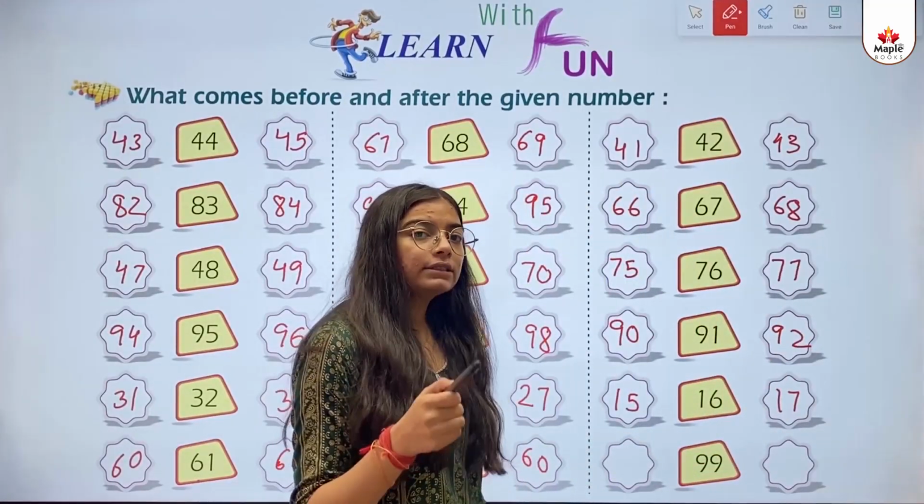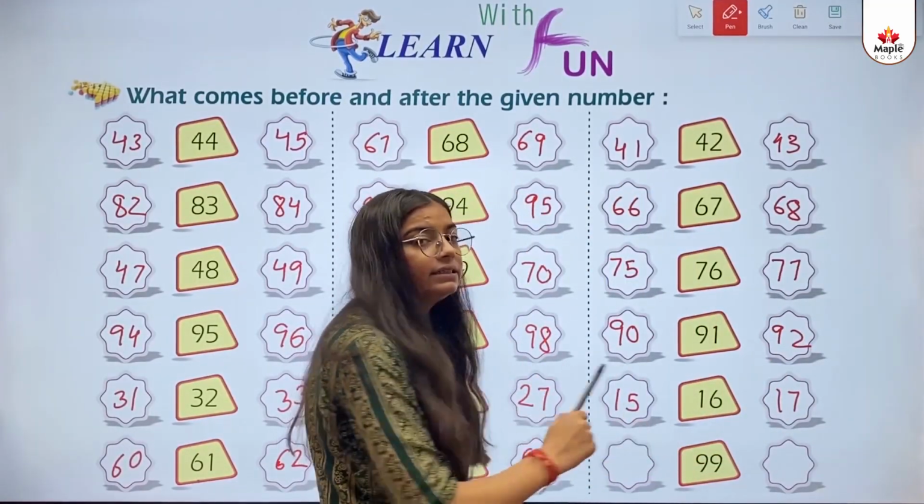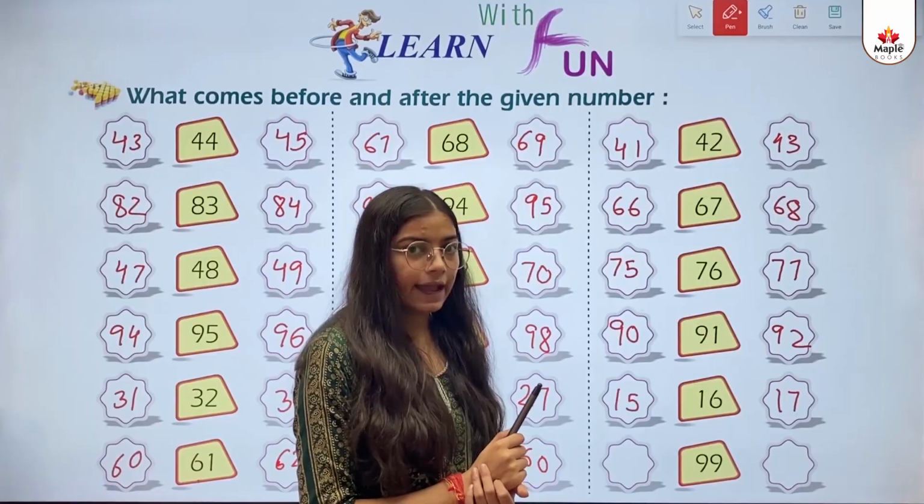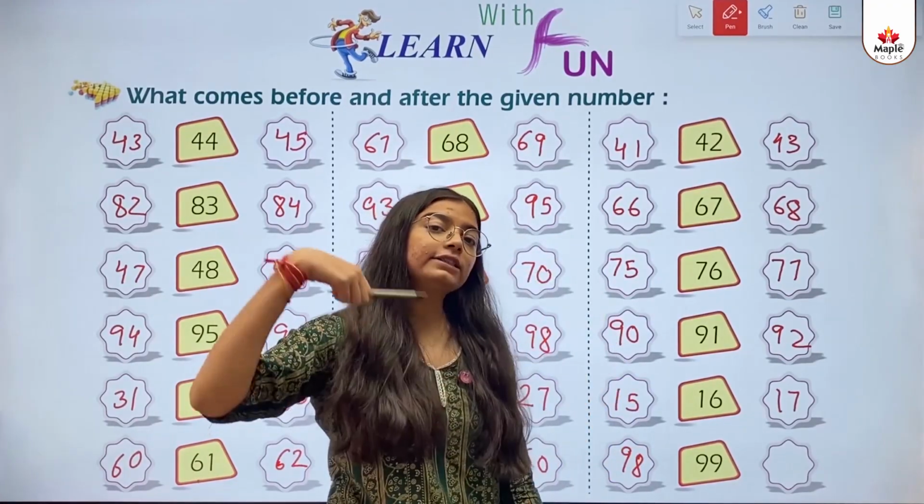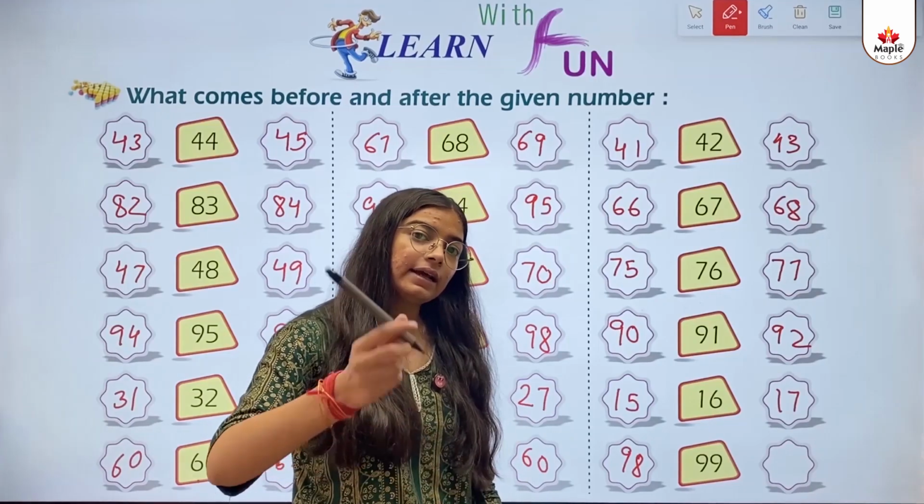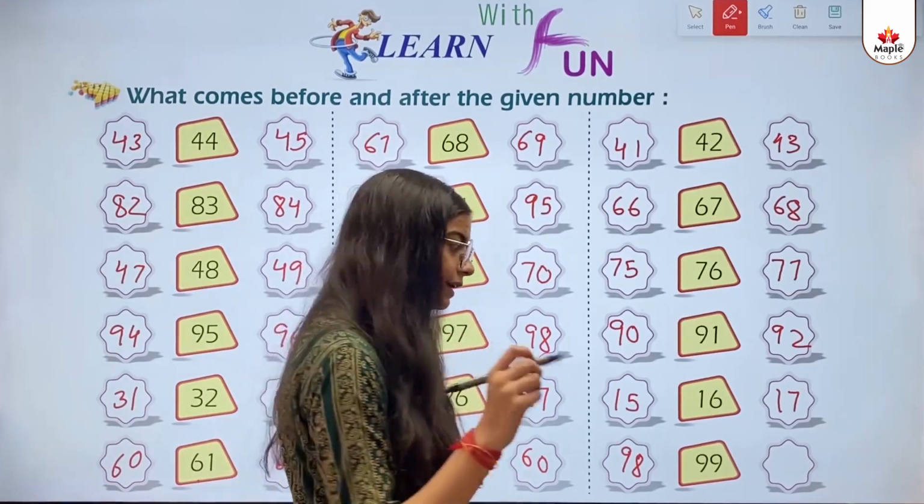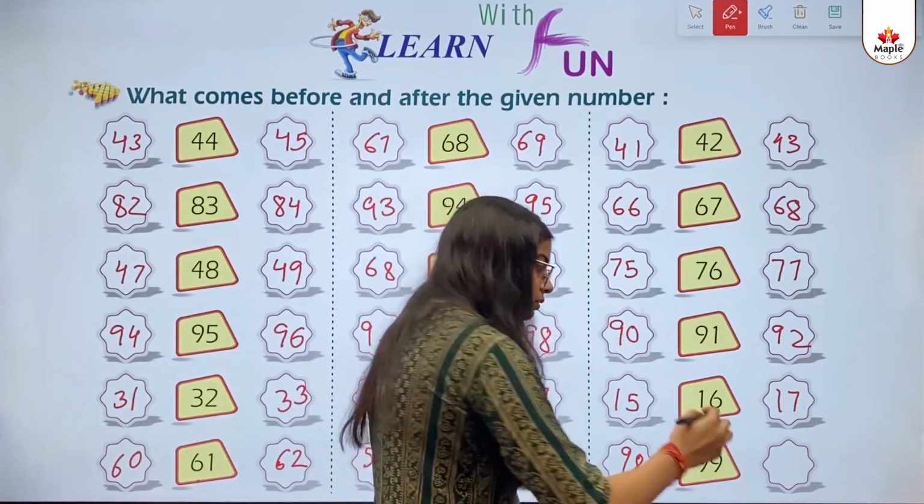Then what comes before 99? That is 98. Then what comes after 99? That is 100.